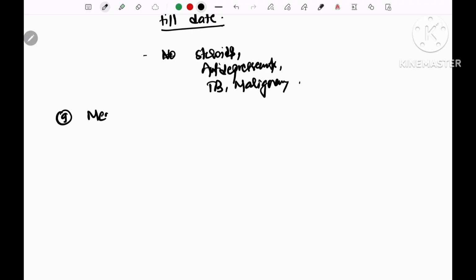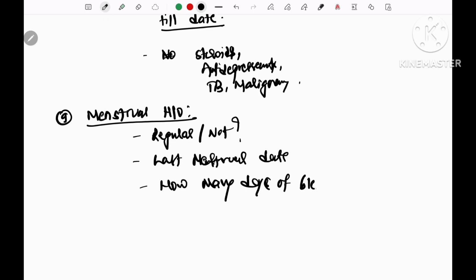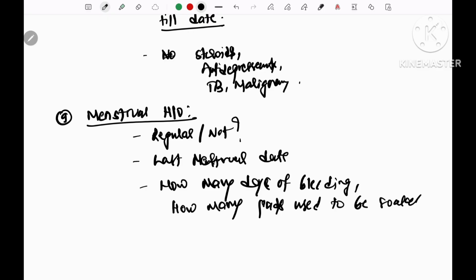Now in the ninth point, which is very important, if the patient is female, we have to mention the menstrual history. Just in short, we have to ask: are the periods regular or not, the last menstrual date, how many days of bleeding, and how many pads used to be soaked. So in medicine and surgery, we have to write about this menstrual history.